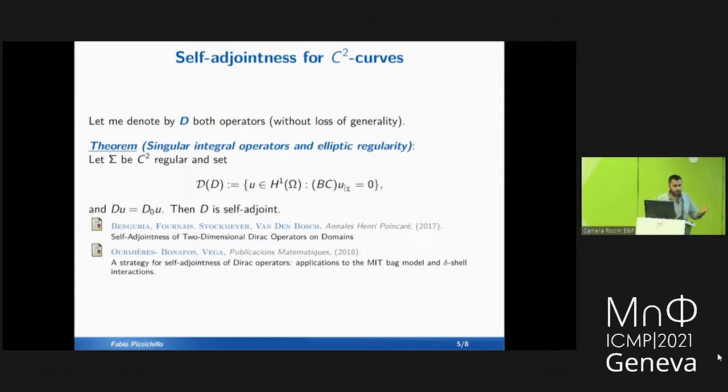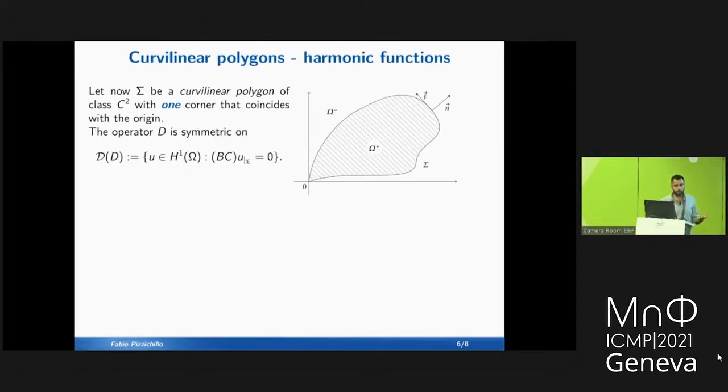But then we said, OK, let us consider something simpler. Let us consider a curvilinear polygon. So what is a curvilinear polygon? It's just a C2 piecewise curve, so it has a finite number of corners. Actually, in this talk, I will just assume that there is one corner and it coincides with the origin. But please keep in mind that this approach can be used for a finite number of corners.